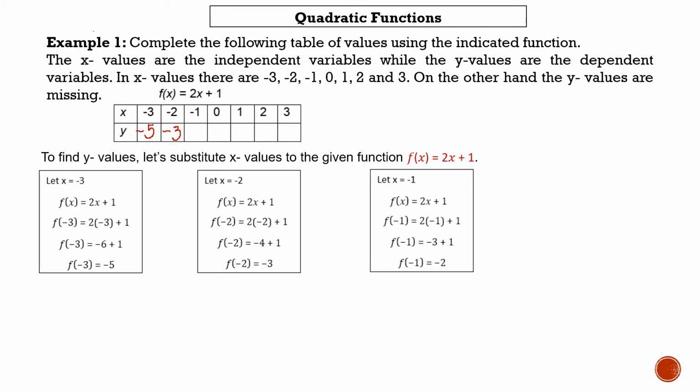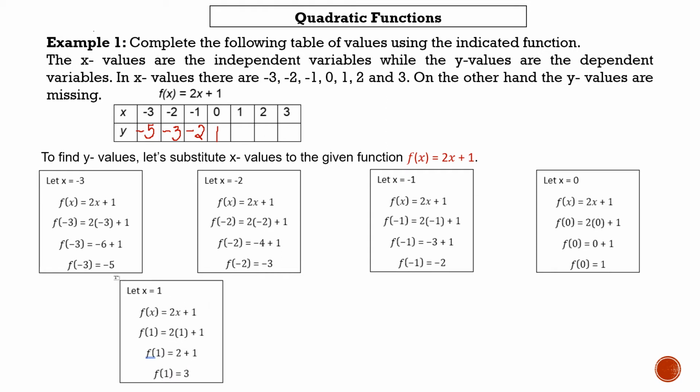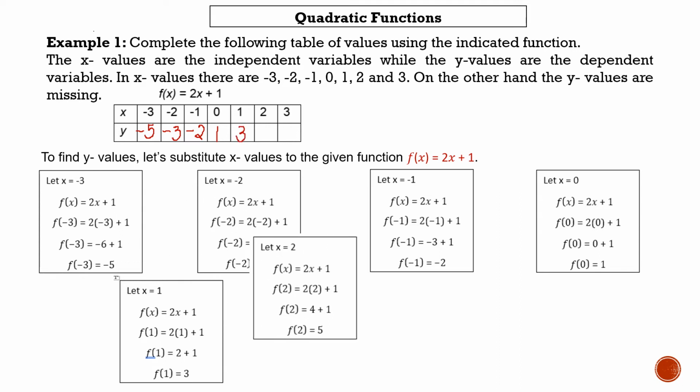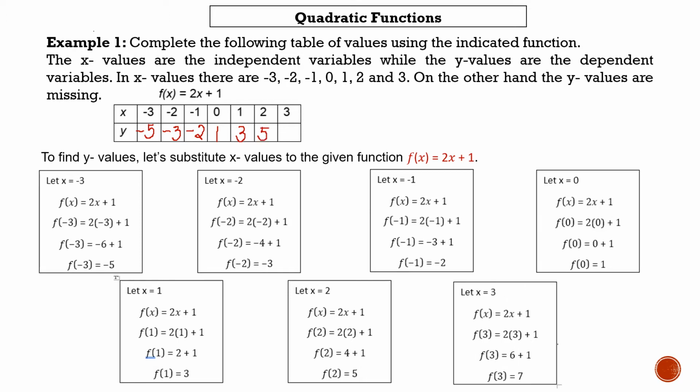If x is negative 1, y is equal to negative 2. If x is 0, y is equal to 1. If x is positive 1, y is equal to 3. If x is positive 2, y is equal to 5. And if x is equal to 3, y is equal to 7. Okay, let's continue.